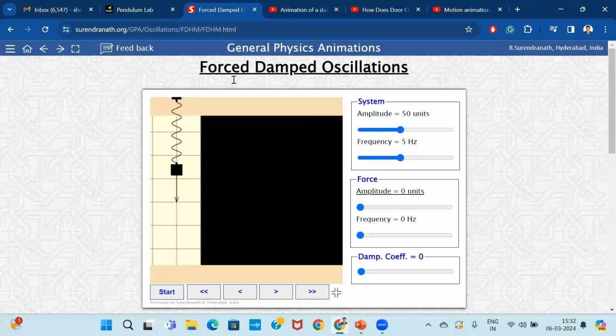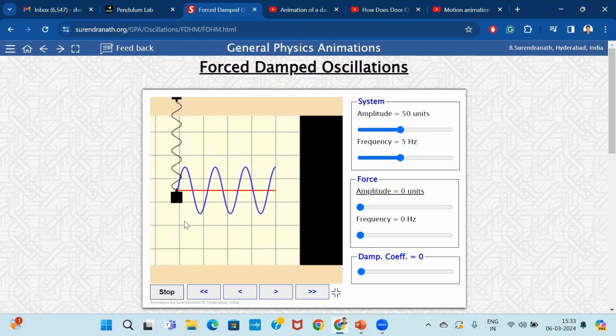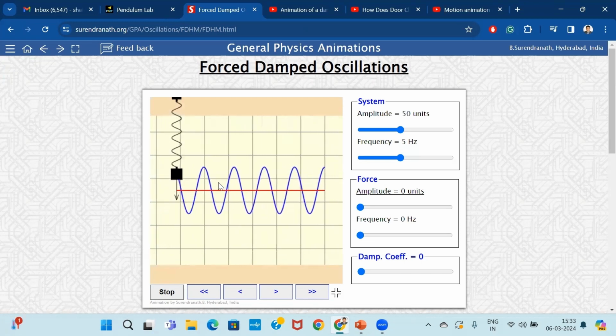We can show this kind of analysis using an animation, for which I am very much thankful to Dr. Surendranath sir, who has provided these animations. Students can easily understand these oscillation systems. See here, this is the system with amplitude 15 units, say, and frequency 5 hertz. Then there is no damping effect. Damping is because of friction between the surrounding media and the oscillator. But here damping is completely absent. See how the system oscillates here. Only the restoring force is acting; this arrow mark tells about the restoring force. See here, the amplitude remains constant.